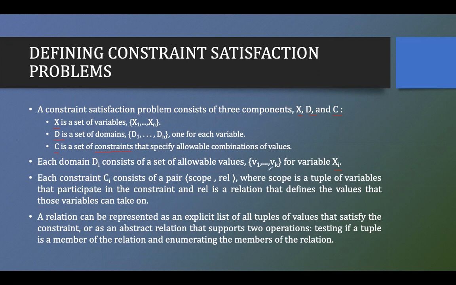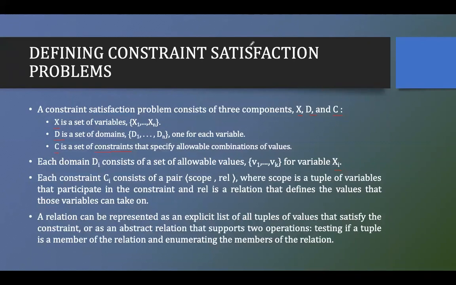Now each constraint consists of a pair. So we have a pair, a scope and a relation, scope and REL, where scope is a tuple of variables that participate in a constraint, and REL is a relation that defines the values that those variables can take on. So you can see we have two things, variable and value.